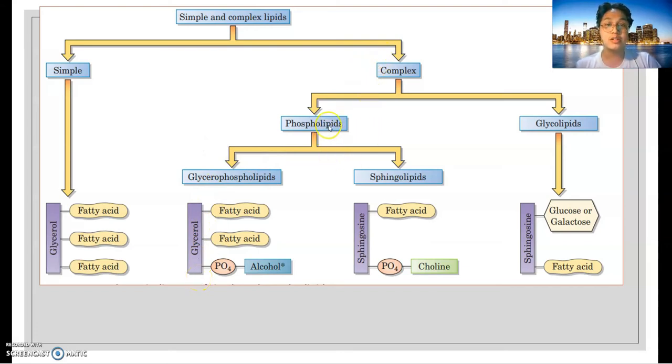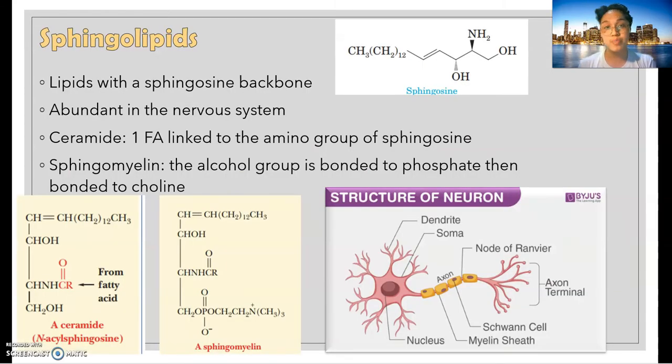Now let's go to the phospholipid with a sphingosine backbone, your sphingolipids. The backbone, again, is sphingosine, which is a long chain hydrocarbon with a double bond and side chains of two OH and an amino group or an amine. These are particularly abundant in our nervous system, in the brain, in the nerve cells. One example of your sphingolipid is ceramide, in which another fatty acid is linked to the amino group via an amide bond.